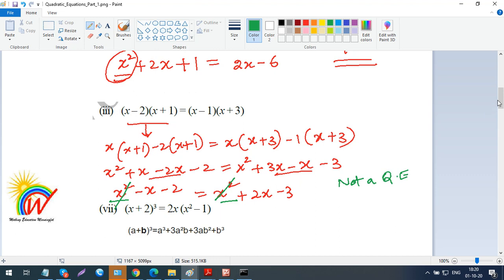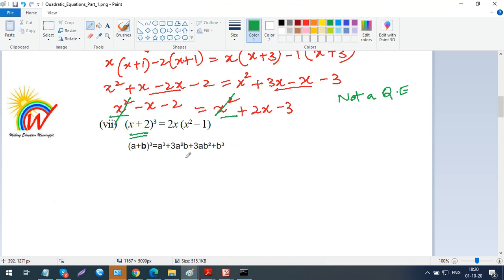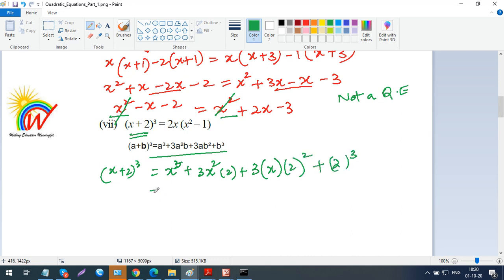See, I have given the formula, so you write this: (x plus 2) the whole cube is going to be x cube plus 3x square into 2 plus 3 into x into 2 square plus 2 cube, right? So that's going to give you x cube plus 6x square plus 12x plus 8, right?